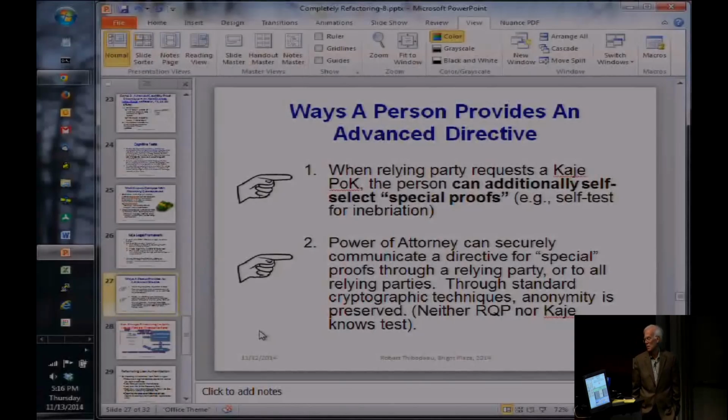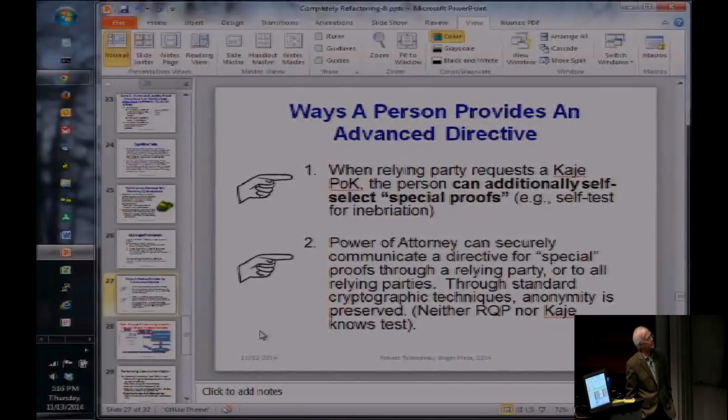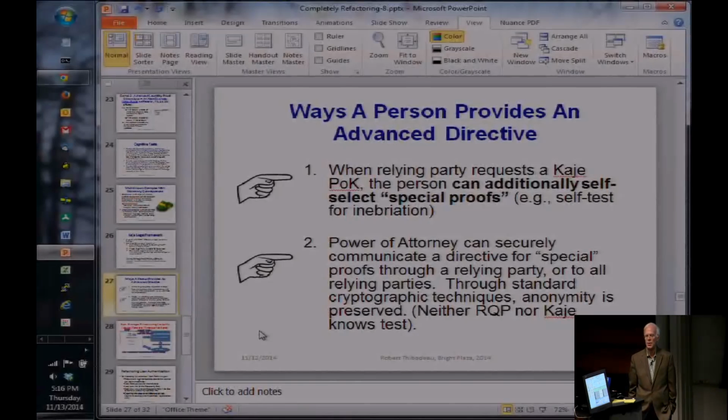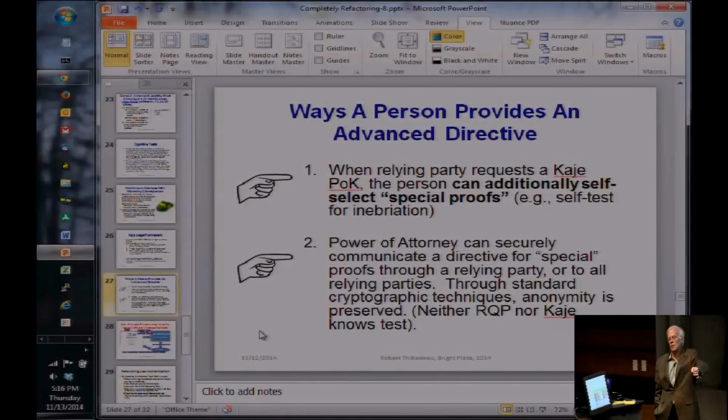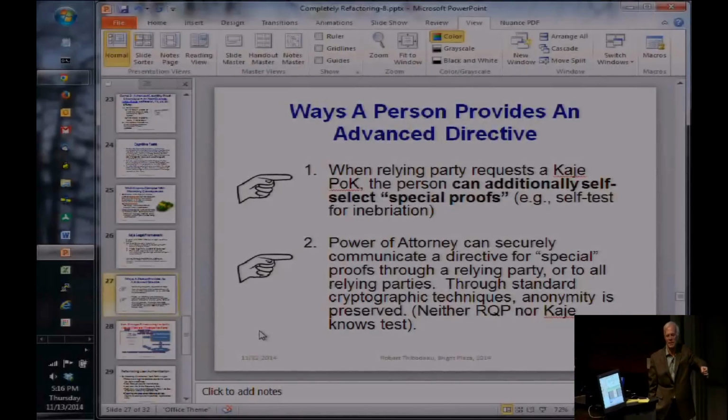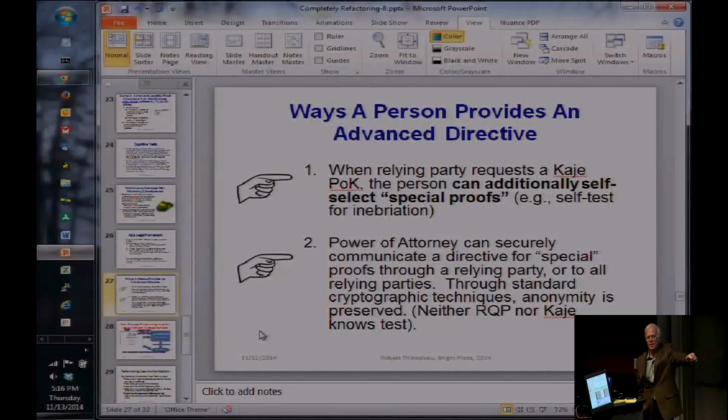Under the law, there's also a mechanism called power of attorney or advance directive, where you could have a third party know the tests that are done, but you have to have a legal power of attorney to do it. The trick from a technology point of view is that the power of attorney has to communicate a test through the relying party, because the relying party knows who the person is, but the relying party can't figure out what the test is that's being run. And then it has to be communicated to the KAJE SAS server, but the SAS server can't know what the test is either, because it's better for it not to know.